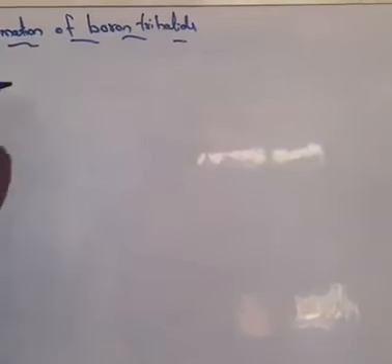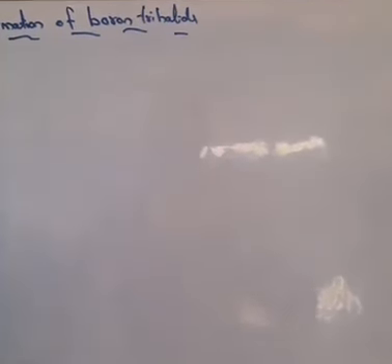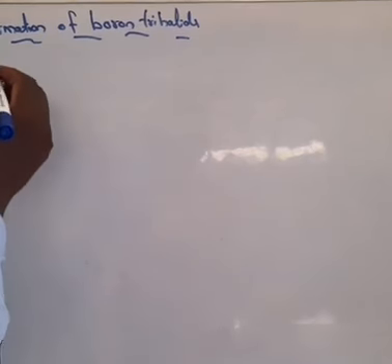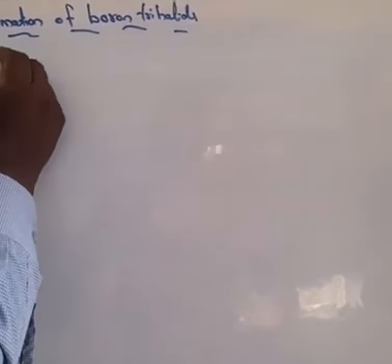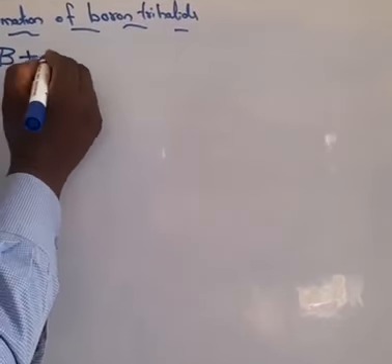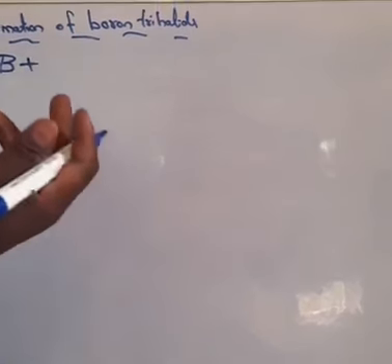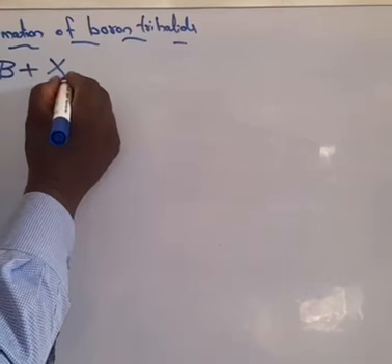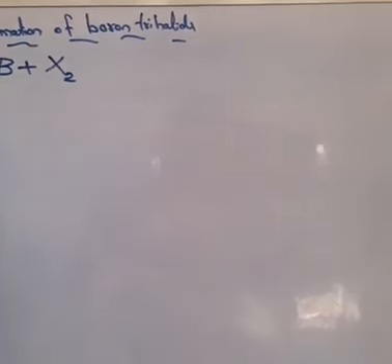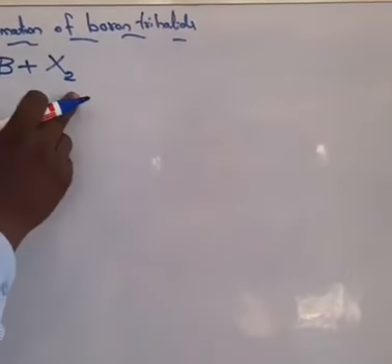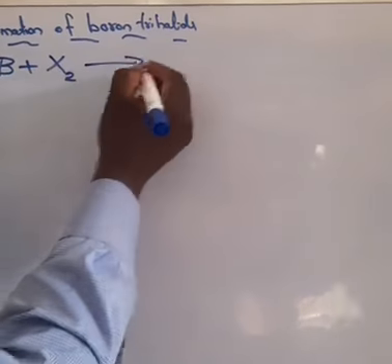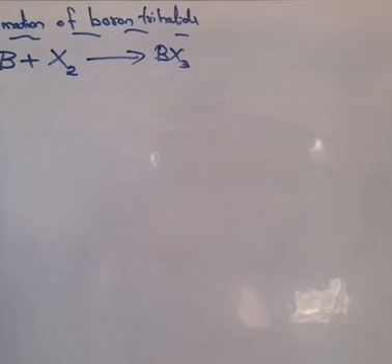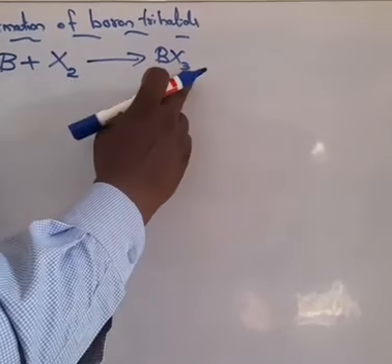So next one is the formation of boron trihalide. Here boron reacts with the halogen. We can take fluorine, chlorine, bromine, iodine. So simply we can take X2, that is halogen. Boron reacts with the halogen to form boron trihalide.